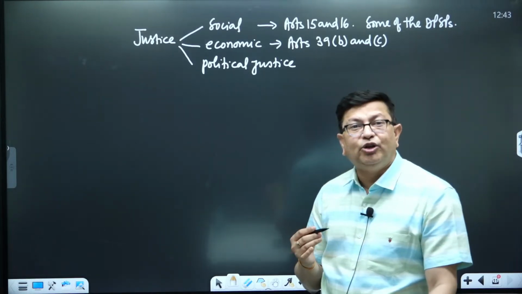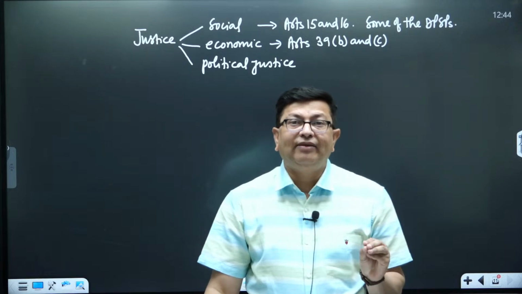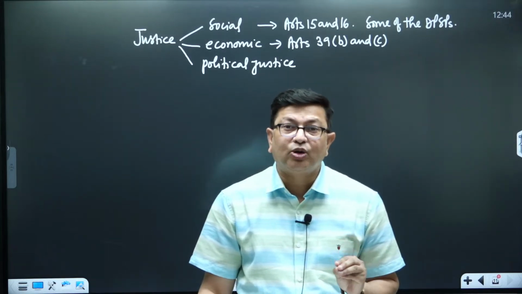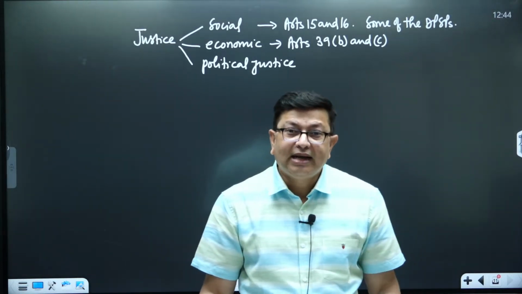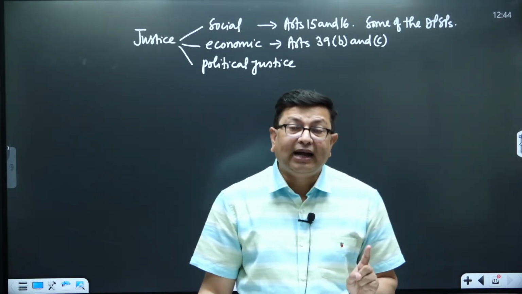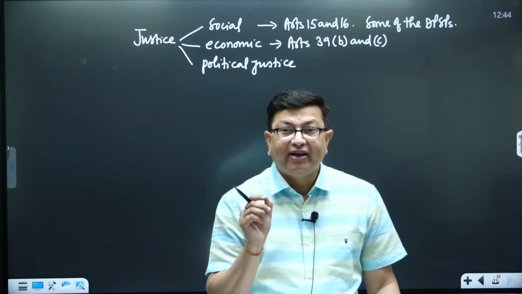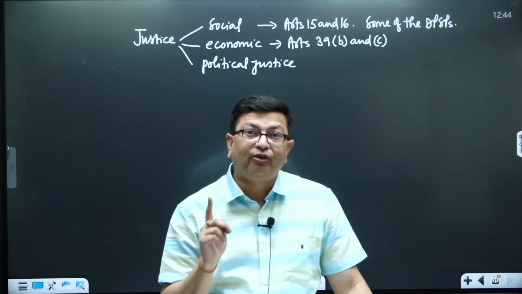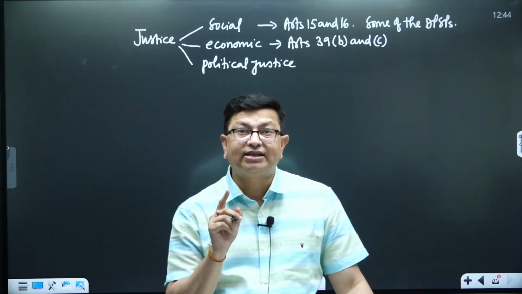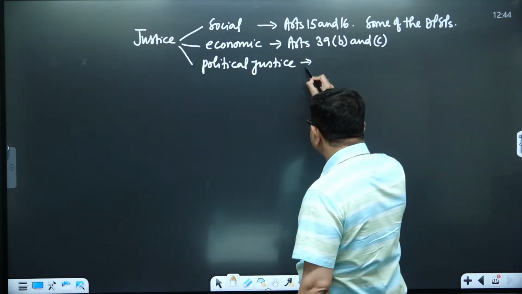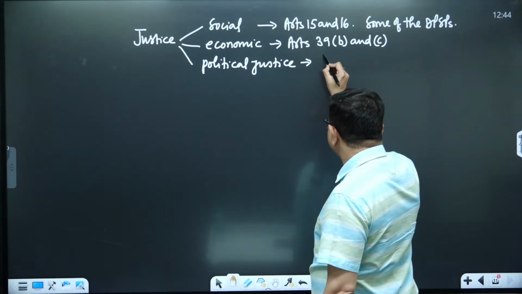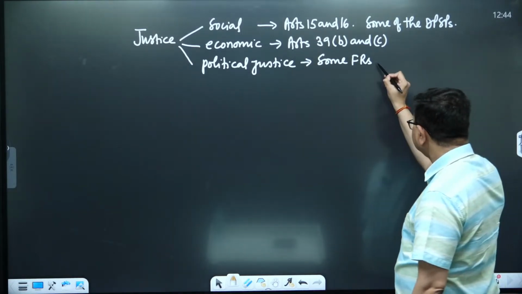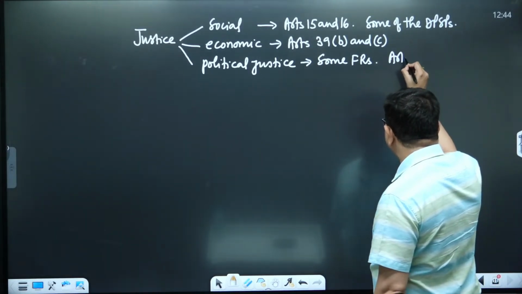Article 39 clause B, when you were preparing for your examination, you may have read that it holds that the material resources are to be distributed in such a manner that it is for the common good. On the other hand, Article 39 clause C talks about prevention of concentration of wealth in fewer hands. So these two articles of the Constitution, which are in Part 4, aim to achieve the end of economic justice. Political justice has to be achieved through some of the fundamental rights, and Article 326.